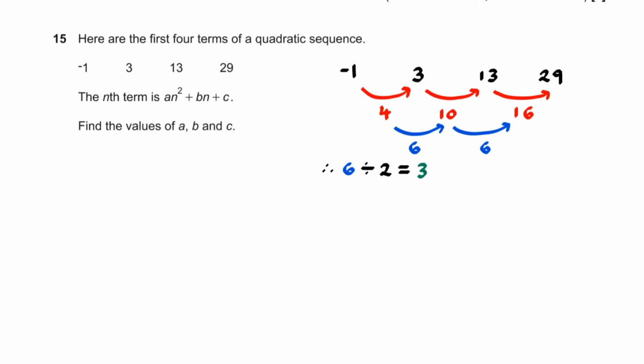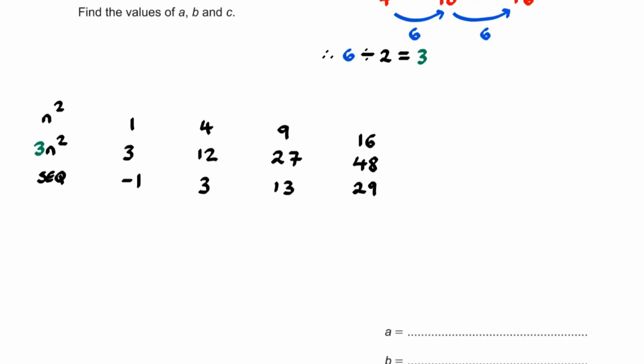So we have a 3n squared. Now, to find out what b and c are, let's first of all write out the n squared terms. We've got 1, 4, 9 and 16. Then the 3n squared terms, we multiply each of these by 3. 1 times 3 is 3. 4 times 3 is 12, 9 times 3 is 27, 16 times 3 is 48. The next thing we do is we write out the sequence, subtract the 3n squared terms. So, minus 1 take away 3, that's minus 4, 3 take away 12, that's minus 9, 13 take away 27, that's minus 14, 29 take away 48, that's minus 19.